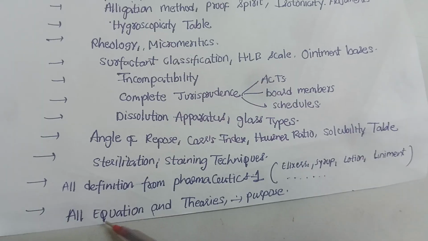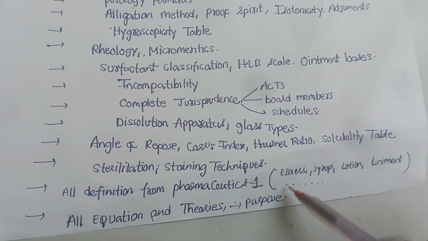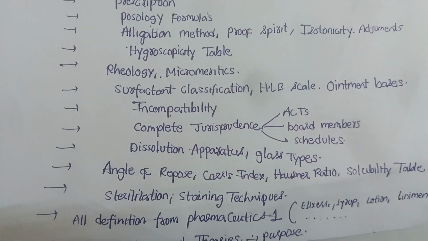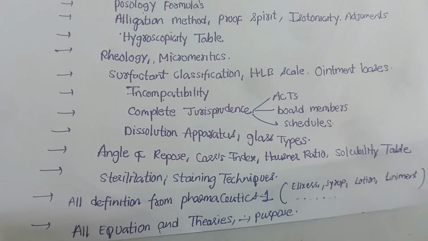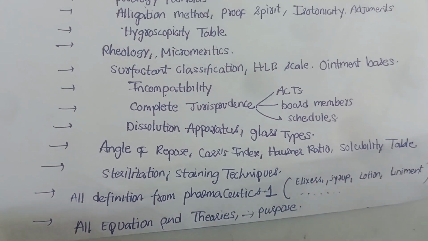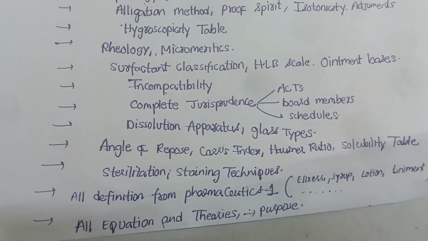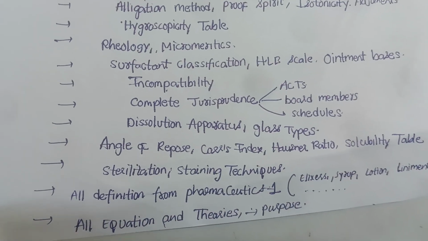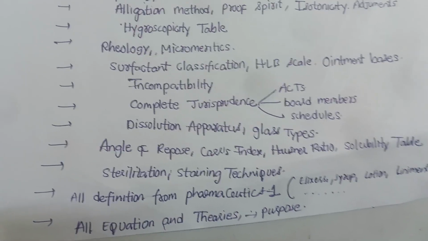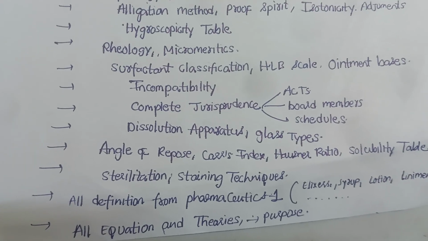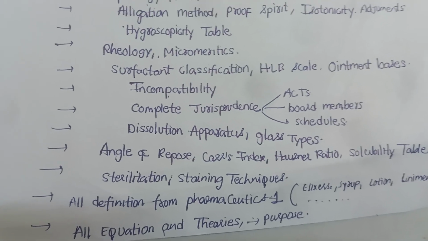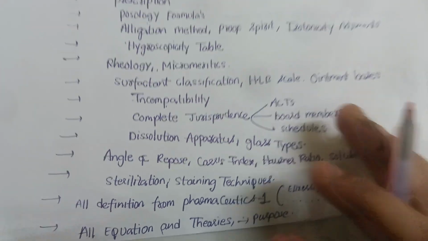And study all the equations and theories, like in pharmaceutics, and mainly from physical pharmacy, we have different types of equations, like the Higuchi model, the Kozeny-Carman equation, the Noyes-Whitney equation. We have different types of equations. So study about all the equations and their theories also with their purpose, like which equation you use for which element, etc. So study about all these things.